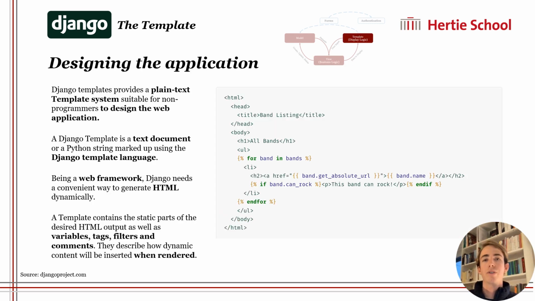In the template, you can decide on how the web application should look like. So when Django was first conceptualized, the designers wanted to have a really easy to use interface where you don't need to be able to code to design the web application.